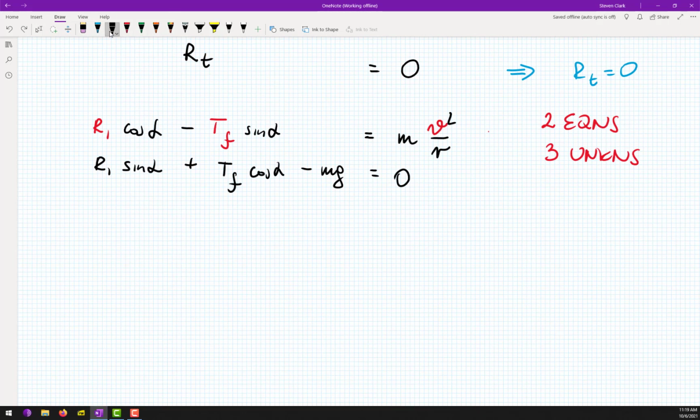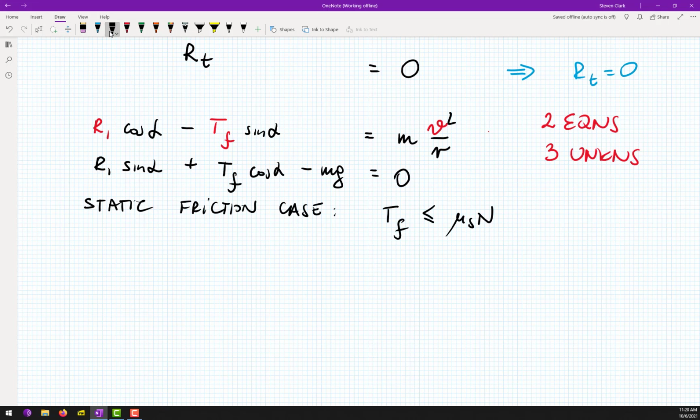Yeah, static. So we have to look at friction. Yes, exactly. So we are in the static friction case. TF is lower or equal than mu s N. And by the way, N is the normal force.